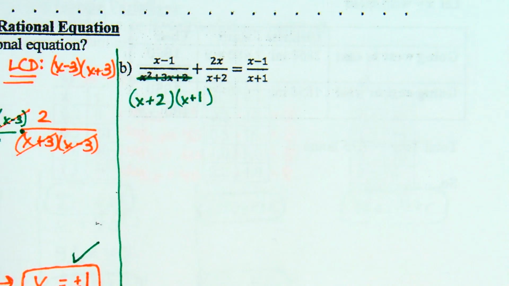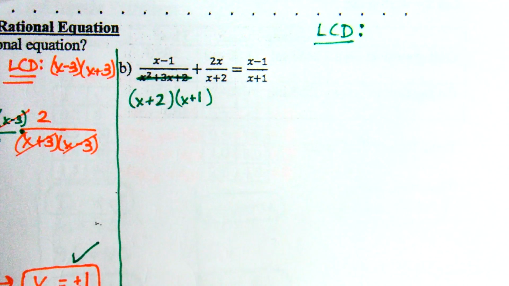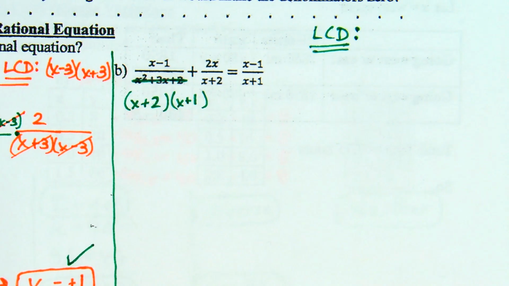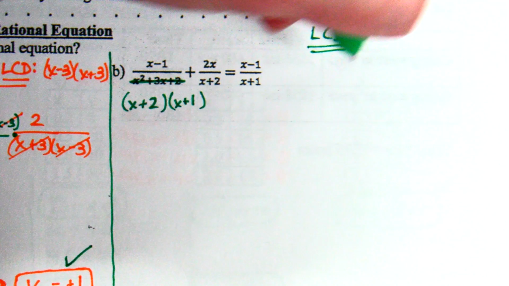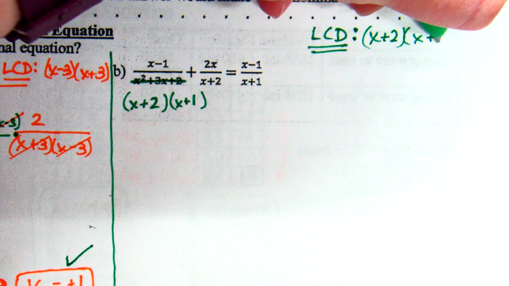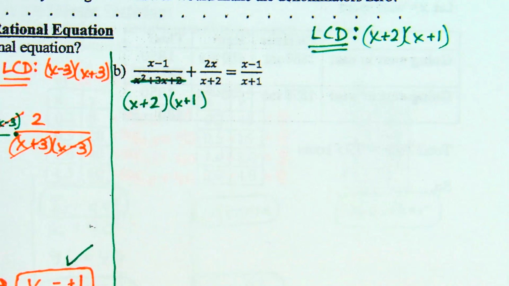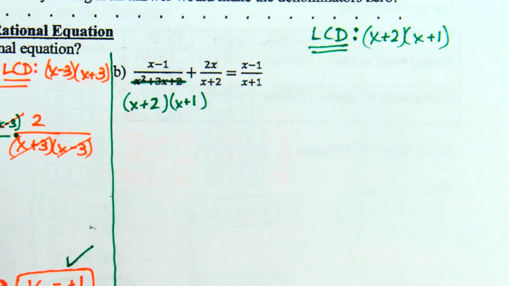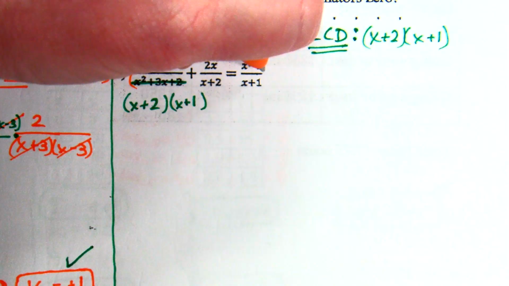Okay. What would be my least common denominator? What factors can I use that will account for all denominators? x plus 2, x plus 1. Does that take care of everything? It does. So common denominator, x plus 2 times x plus 1. Okay. Do you remember what I am going to do with that common denominator? I'm going to multiply every part of this problem by x plus 2, x plus 1.